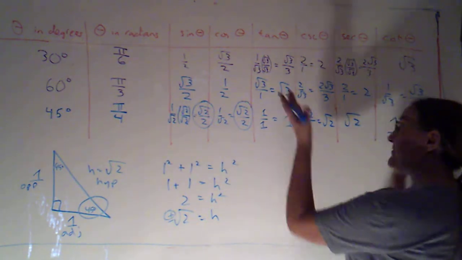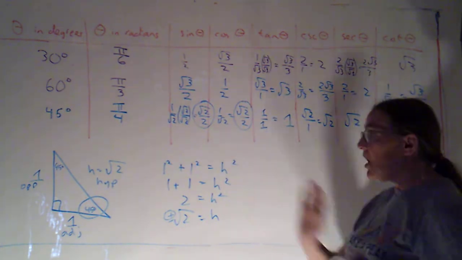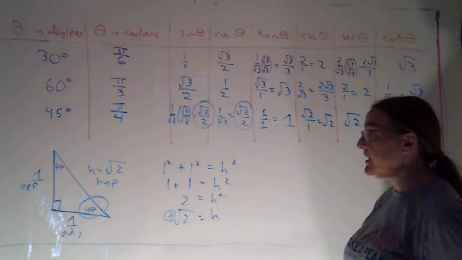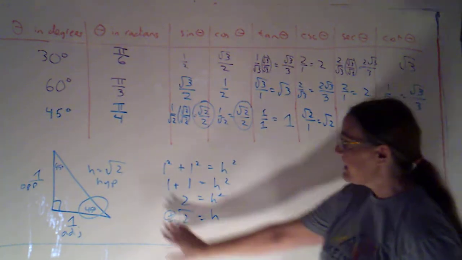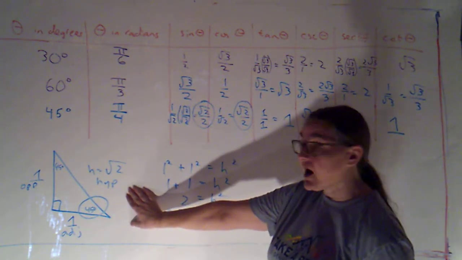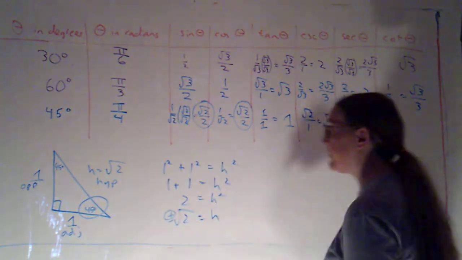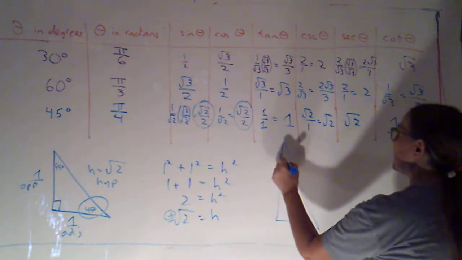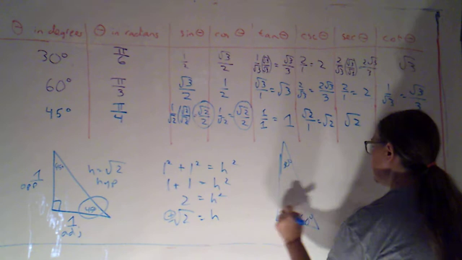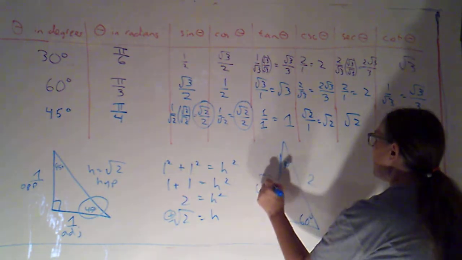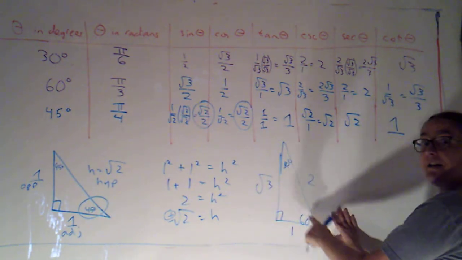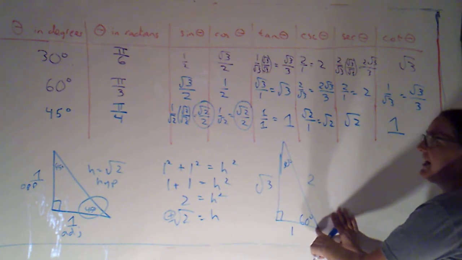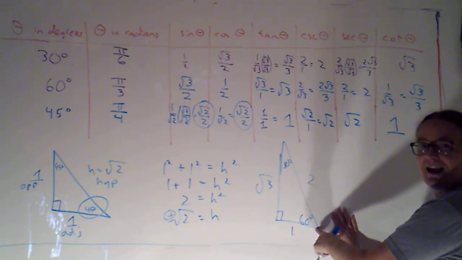So I've got all of those values, and all of that information is encoded in these two triangles. The 45, 45, 90 triangle gives me the information for a 45-degree angle, which in radians would be pi over 4, and the 30, 60, 90 triangle gives me all the information for both 30 degrees and 60 degrees, again in radians, pi over 6 and pi over 3.